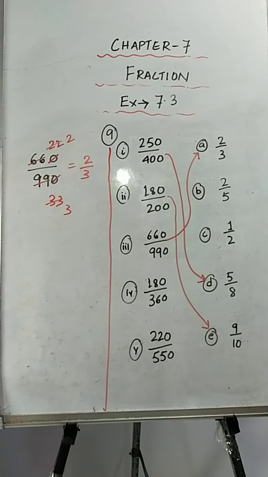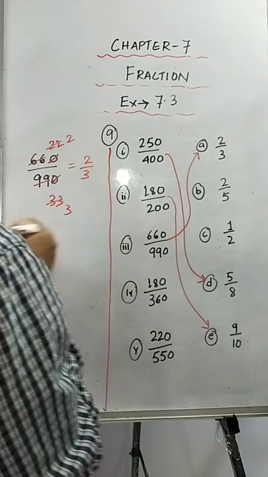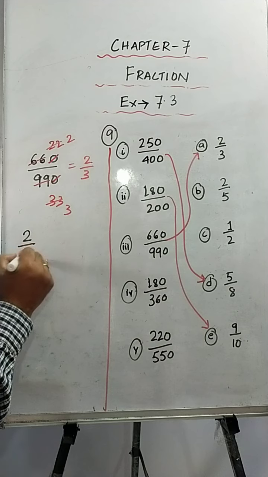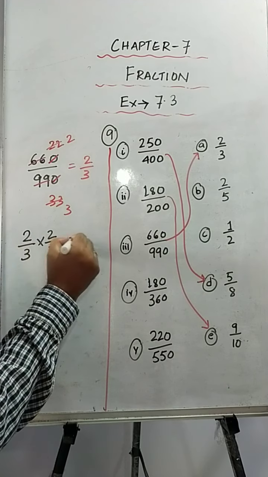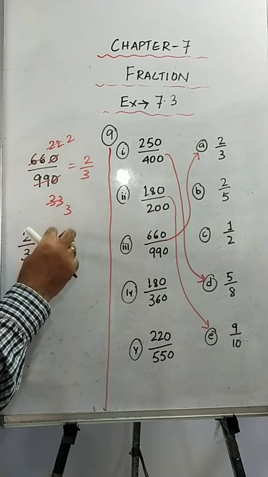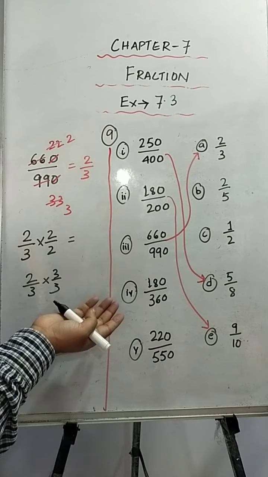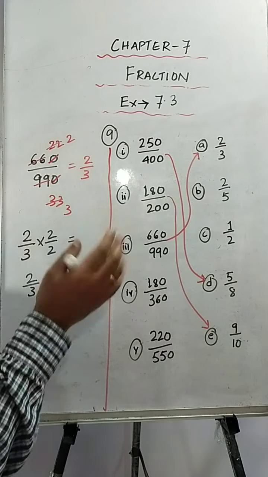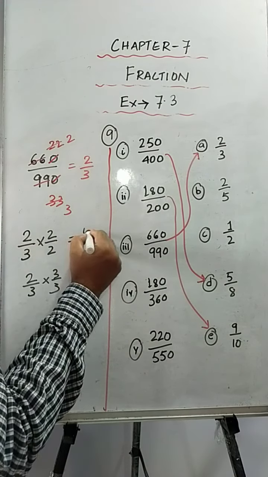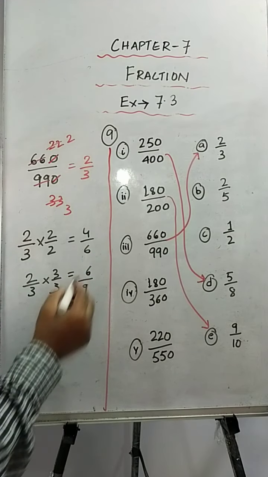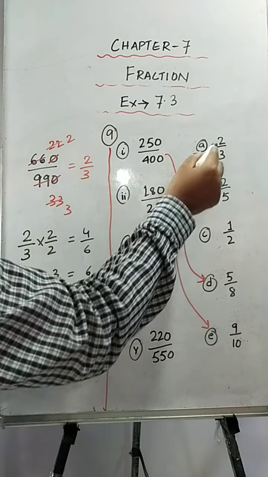Fine. So now we have to write two equivalent fractions for 2 by 3 also. So again same thing we'll do, 2 by 3 into 2 by 2, 2 by 3 into 3 by 3. It's not that every time you have to take 2 and 3 only. You can go for any other number also, 4, 5, any number you wish. So 2 2s are 4, 2 3s are 6, 2 3s are 6, 3 3s are 9. So these are the two equivalent fractions of 2 by 3.